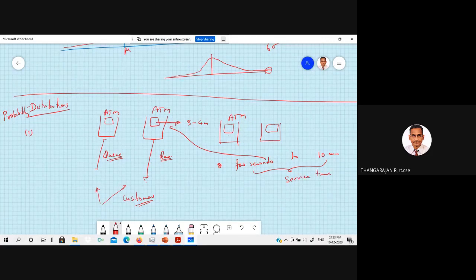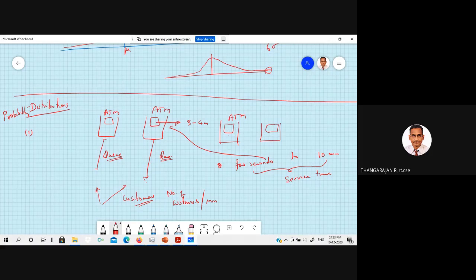So service time has to be simulated, for which you have to draw a random number. Similarly, customer arrival has to be simulated. That has to be how many customers per minute, the number of customers per minute. How many are arriving? So for that you have to simulate. Here again, another random number you have to simulate.